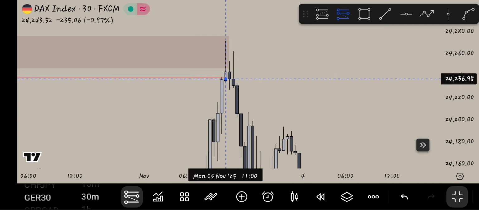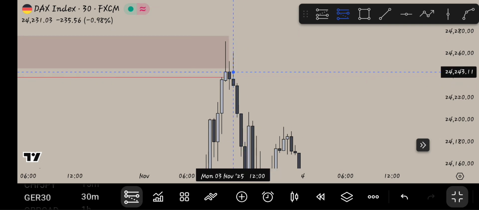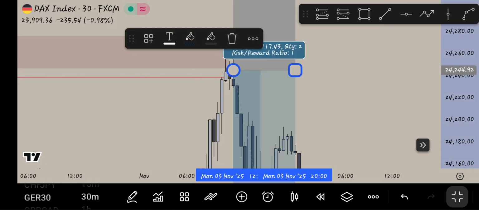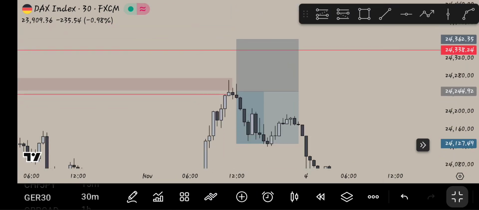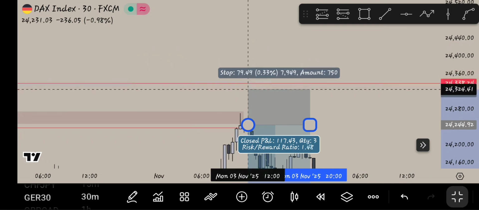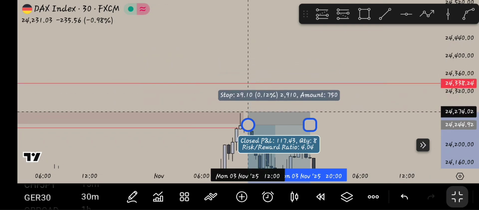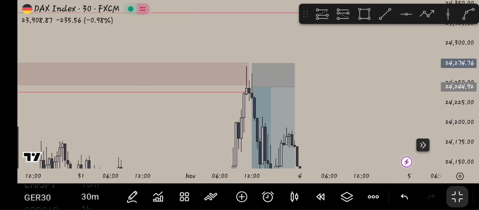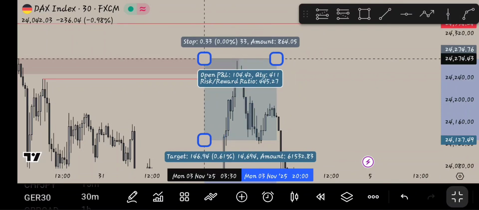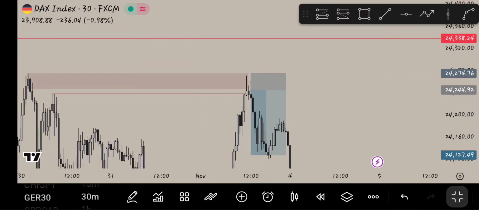So I should have been in this trade at this candle right here. But I missed it because I was not on the chart. So I think I got in somewhere around here. I was up about 1.2% on my account or so. So this trade made me 7%.